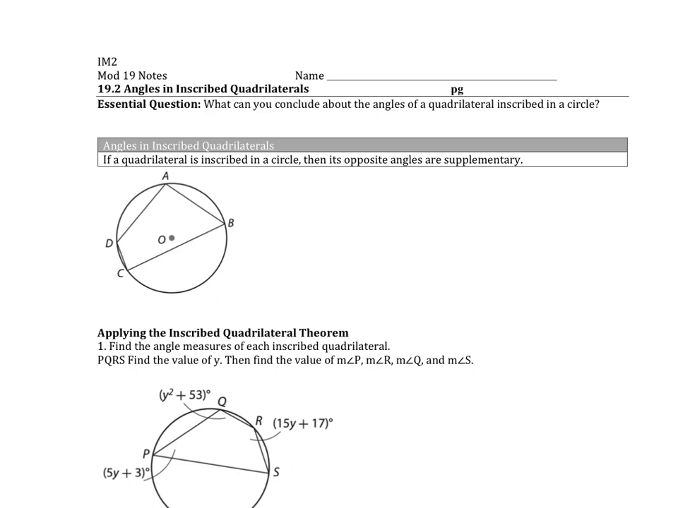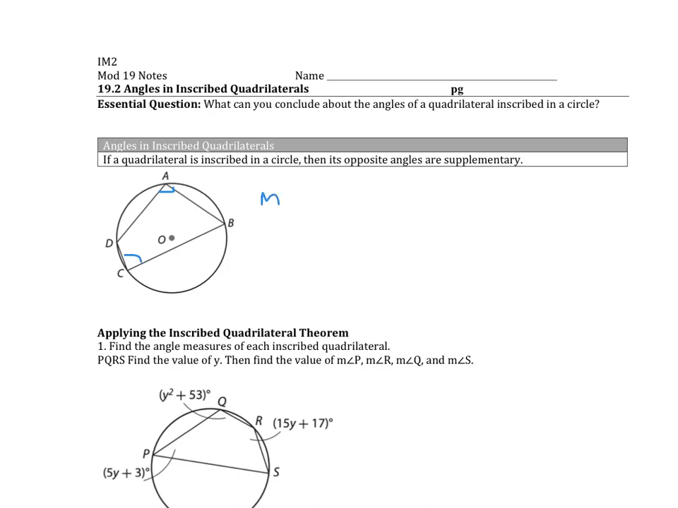So angles in an inscribed quadrilateral, what we know is if a quadrilateral is inscribed in a circle, so that means all four vertices are on the edge of the circle, then its opposite angles are supplementary. So here and there, those would be our opposite angles.